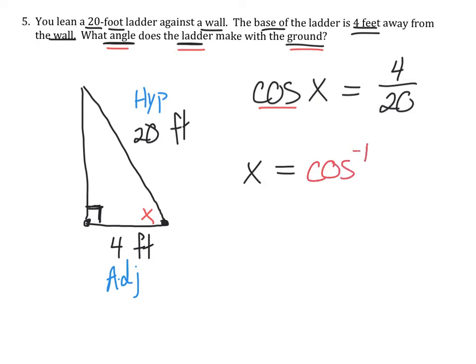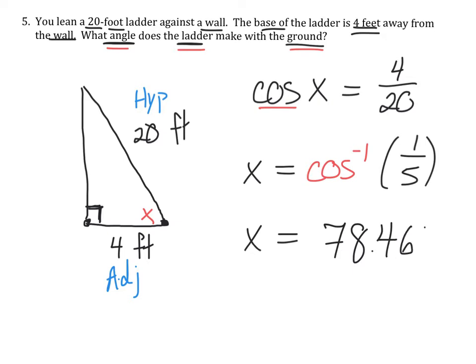Now, if you want to, you can reduce that 4 over 20 to 1 over 5, and then it looks like x is going to equal 78.463. But I'm going to round that up to the nearest tenth. So I'm going to go with 78.5 degrees, since that's the units I'm using to measure my angle. All right, let's take a look at the next example.